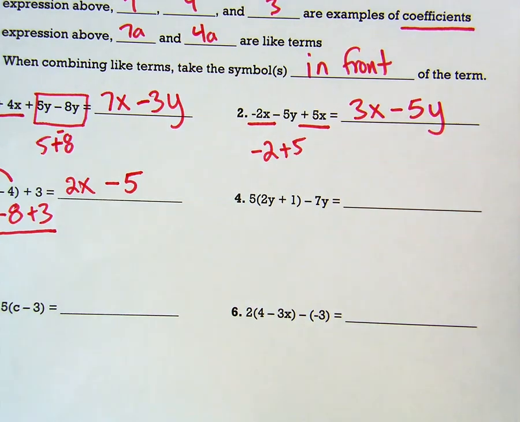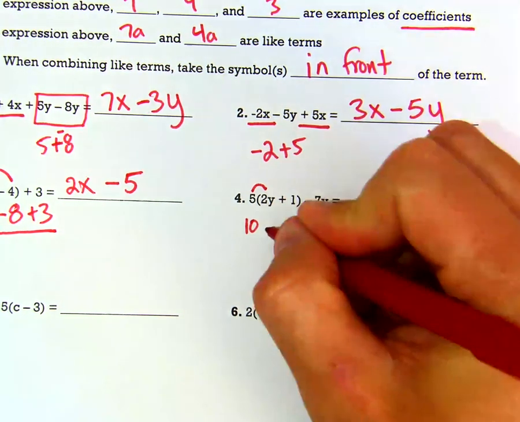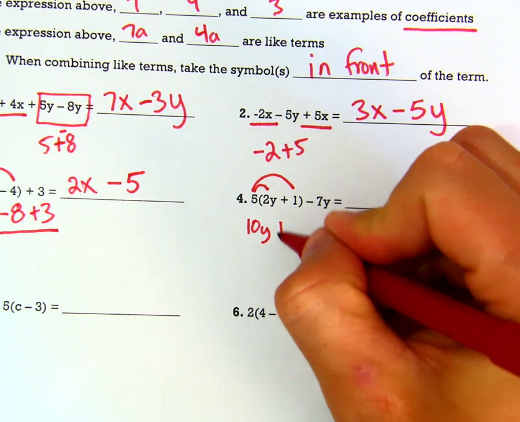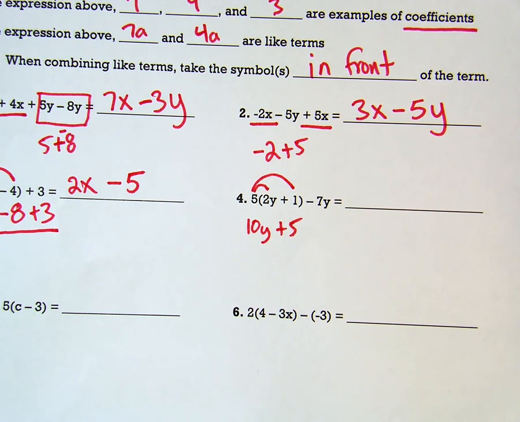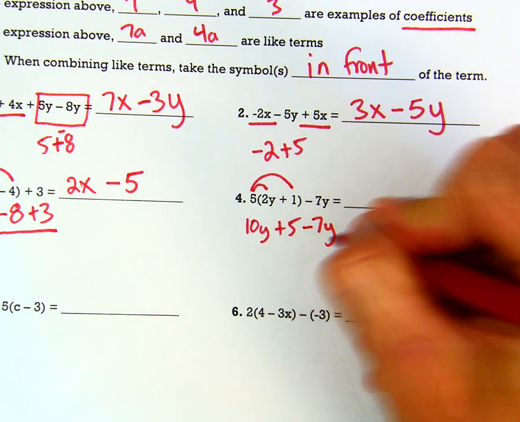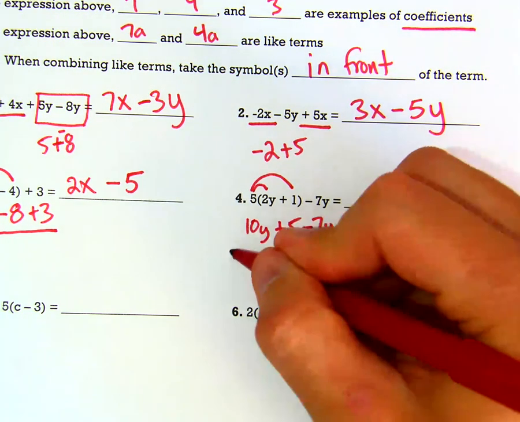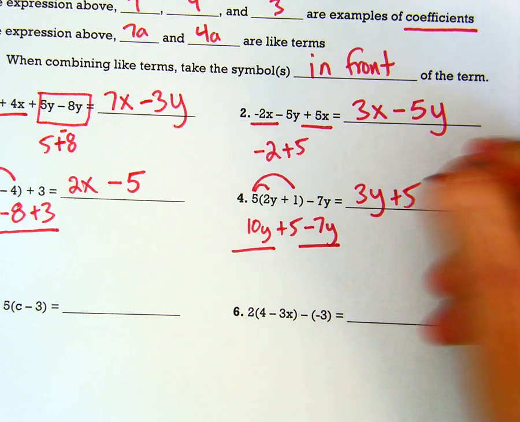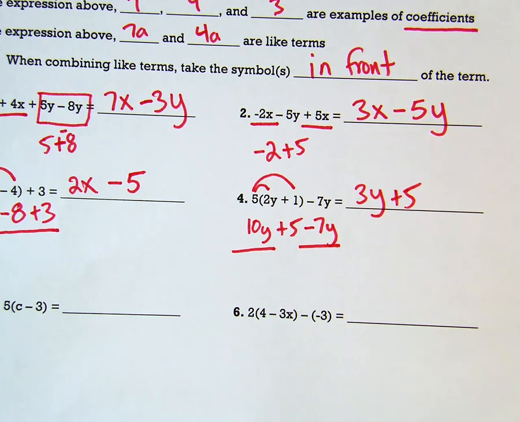Alright, number 4. Go ahead and do our distributive property first. So 5 times 2y is 10y. And then 5 times 1 is plus 5. Bring down my minus 7y. I'm going to go ahead and combine my like terms. I have 10y and I have minus 7y. So I'm just doing 10 minus 7 is 3. So 3y. And let's use my plus 5. Or plus 5, I'm sorry.